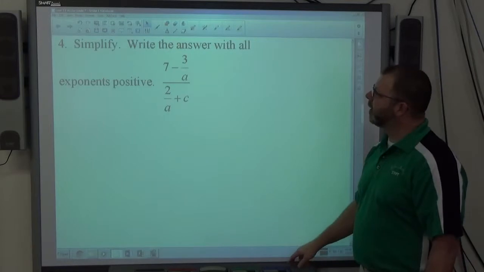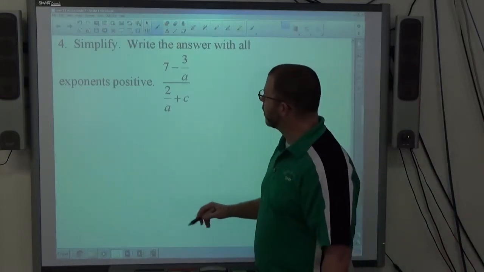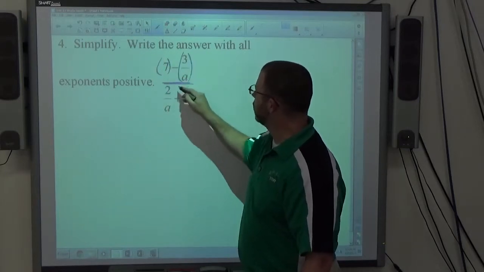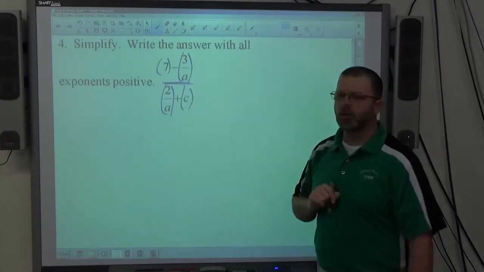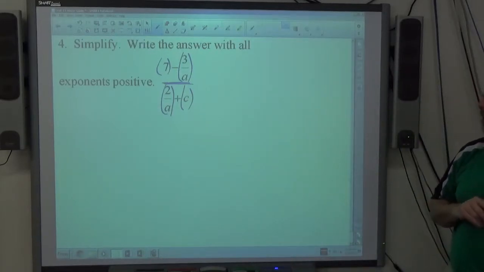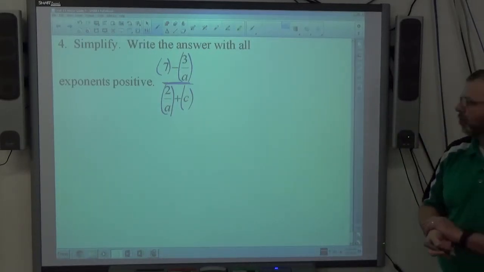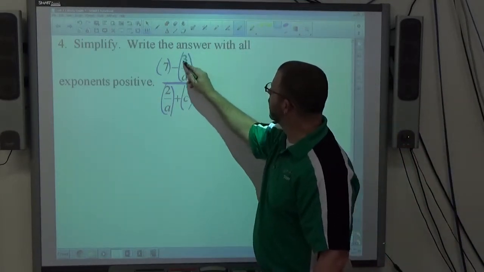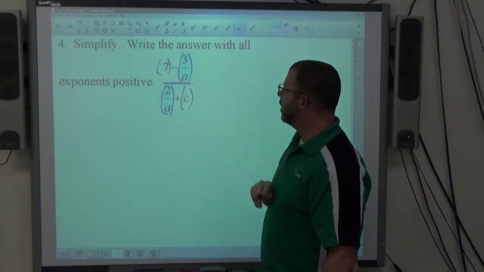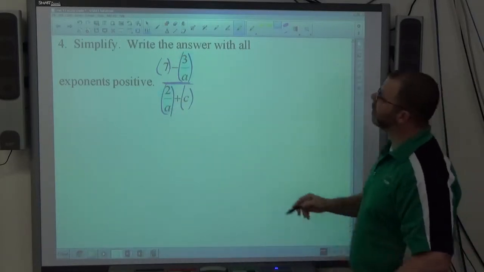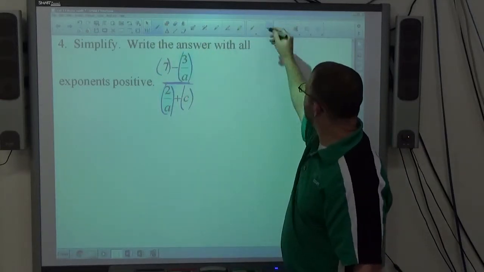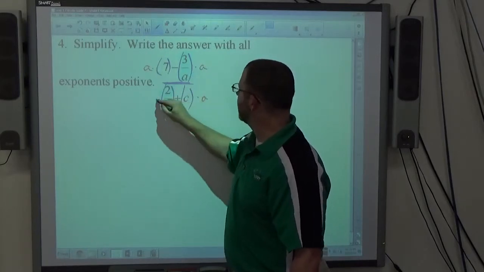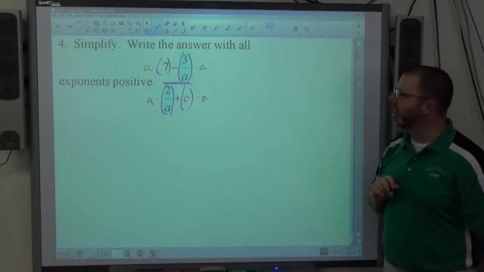Number 4, simplify, write the answer with all exponents positive. So what we have here is a main fraction bar, and we have term 1, term 2, term 3, term 4. Every term on top and bottom is separated by pluses and minuses. Of course, the main fraction bar separates terms also. So we can identify our terms. The only fractions that exist in this problem are 3 over a and 2 over a, so those are the ones we have to worry about a common denominator for. The least common denominator of 3 over a and 2 over a is simply going to be a. So times a, times a, times a, times a. Every single object gets multiplied by that a.